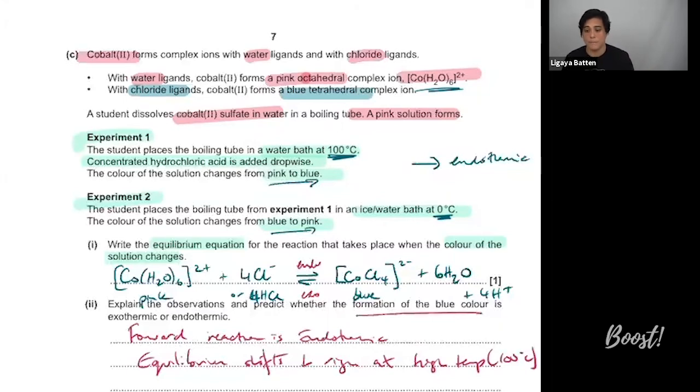So the mark scheme just says to take care that the direction of shifts depends on the direction of equilibrium that you wrote the equation in. Because I wrote the equation with the pink on the left and the blue on the right, the formation of the blue is the forward reaction and endothermic. But obviously you could have got the right answer by writing the equilibrium equation the other way around. In that case, you just need to specify that the pink to blue change is actually the backward reaction. So just be careful about making sure you associate your answer with the information that you've actually written down in the equation.